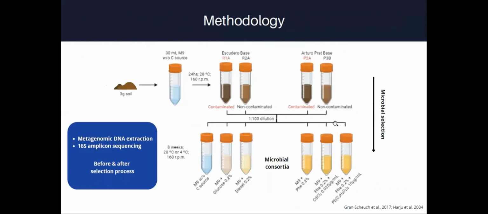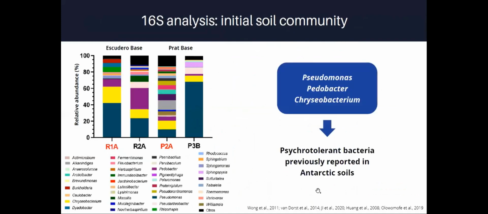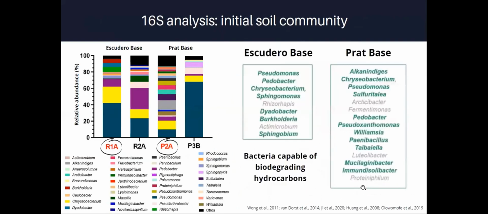The soil microbial communities were analyzed through 16S amplicon sequencing before and after the selection process. Before the selection, we found that in the 4 soil samples appeared these bacterial genera, which are psychrotolerant bacteria that have been previously reported in Antarctic soils. When analyzing the 2 soil samples of contaminated soils, we found an arrangement of genera that biodegrade hydrocarbons, indicated in green.